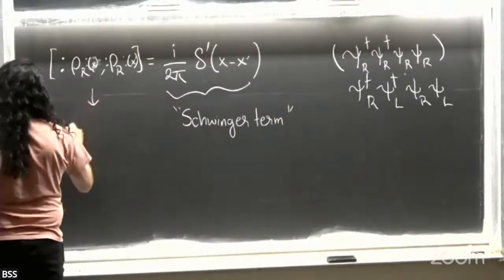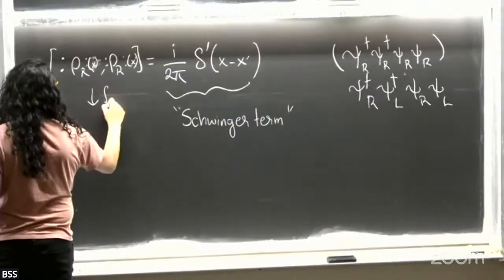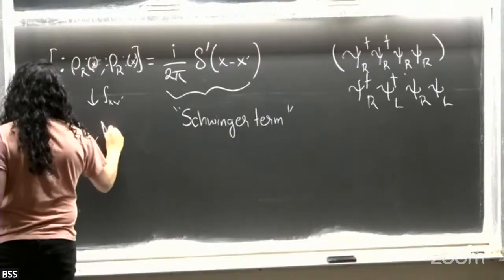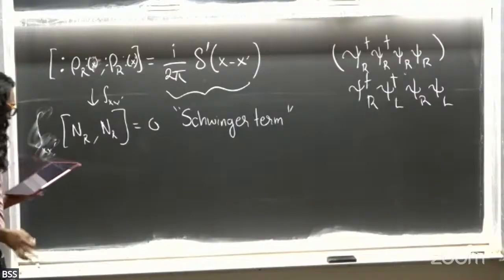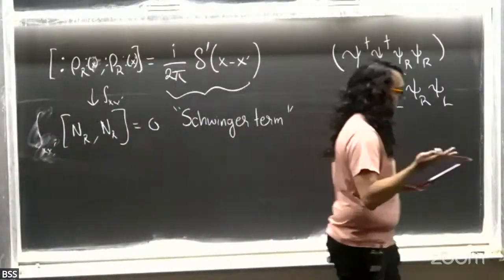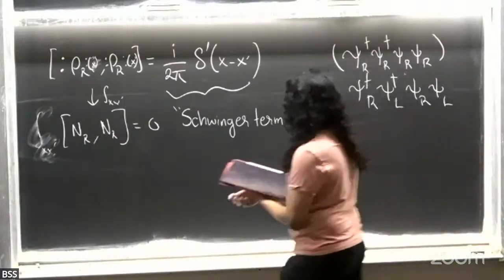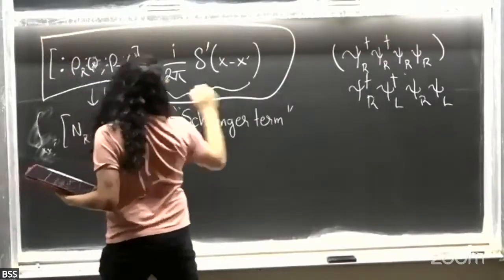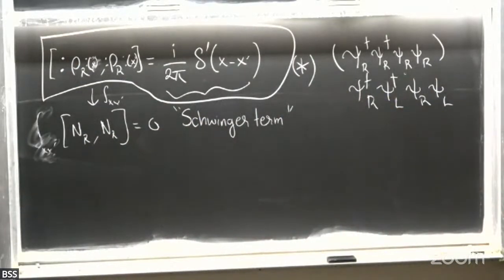So for example, if you integrate this over x and x prime, then you get the number of right chiral particles still commutes with itself, which is what we should expect, given that this is a U(1) charge. Okay, so this is the algebra that is important to us. And the question is, how do you realize this algebra using bosonic variables?